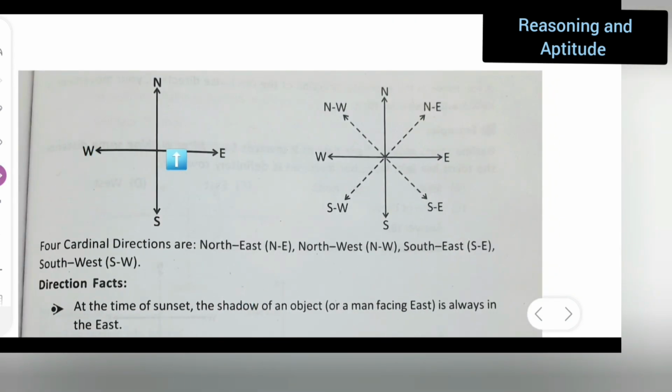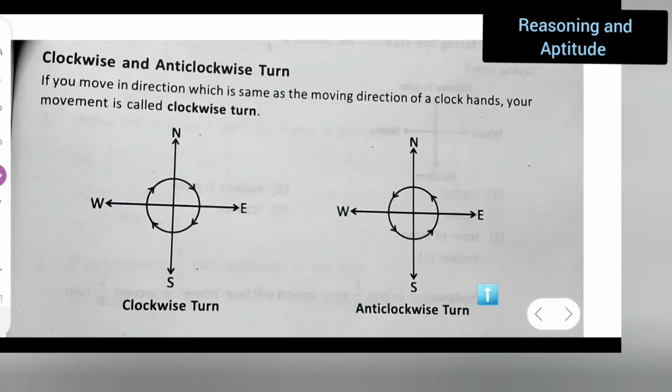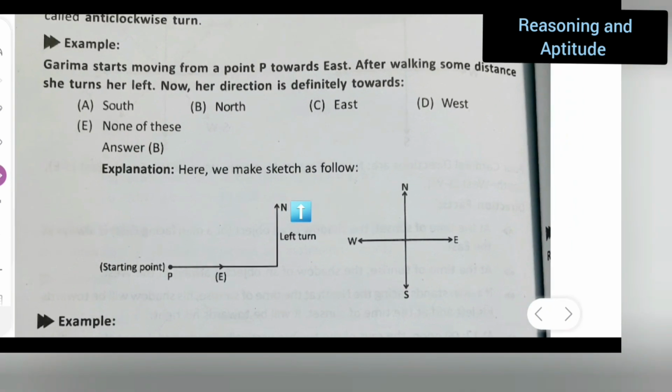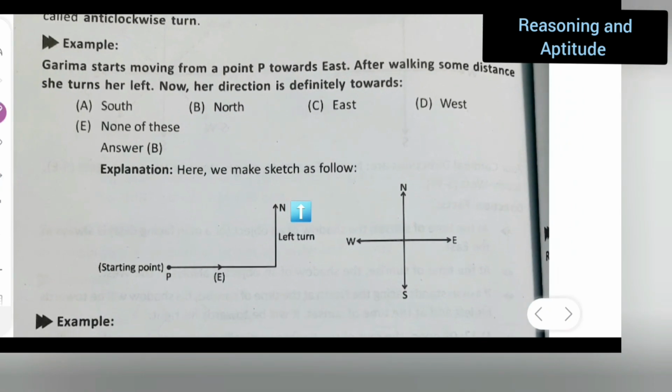If she is moving towards the east, this is the east side, and if she turns left, what is she going to get? North side, right? So you all can see this. Obviously north is the correct option. Here only it is given. So you all can see north is the correct option. Option B is the correct option.